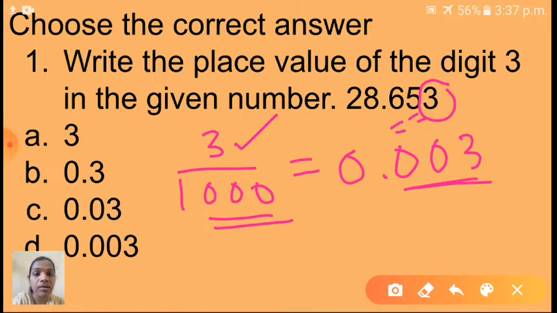0.003. So here A, B, C, D, 4 options you are having. Which one is correct one? Yes, D option. I hope you understood how we have to give place value of this number. Yes children, shall I go to next one?